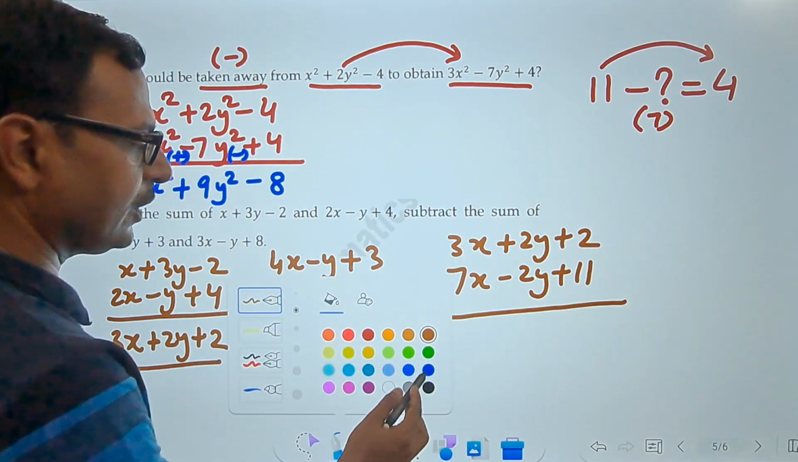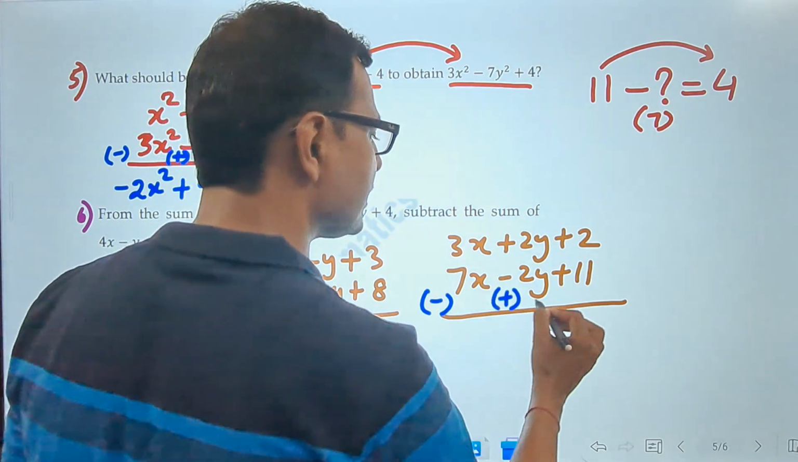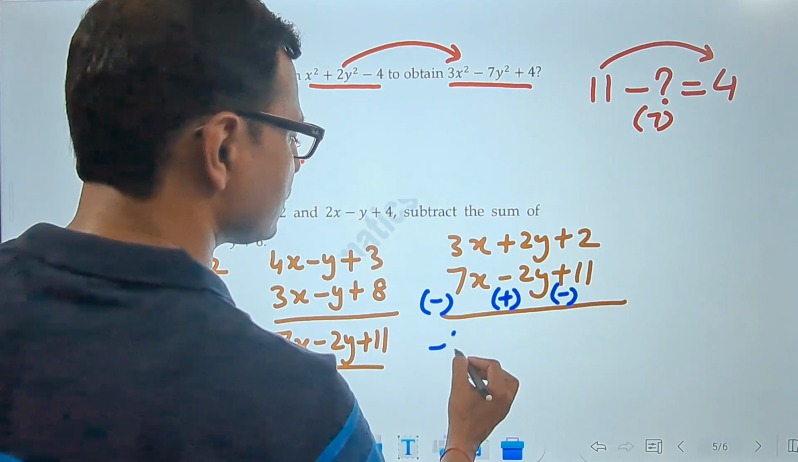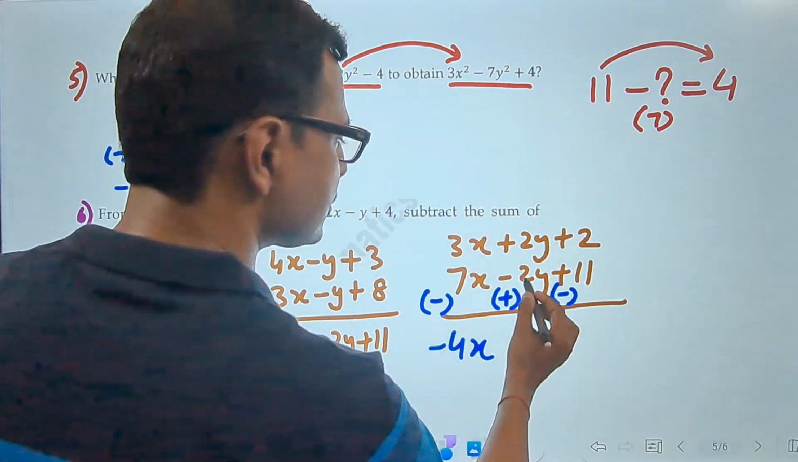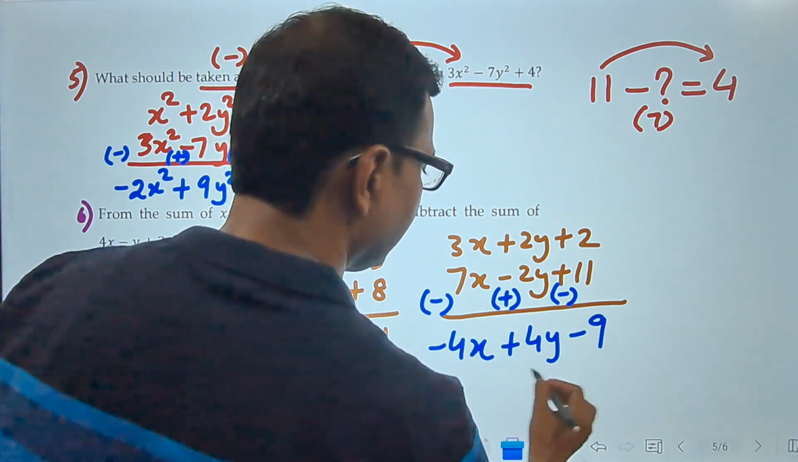And how do you carry out the subtraction? You already know we have to change the sign. So this becomes negative, this becomes positive, and this becomes negative. So 3 minus 7 is minus 4, 2 plus 2 is 4, and 2 minus 11 is minus 9.